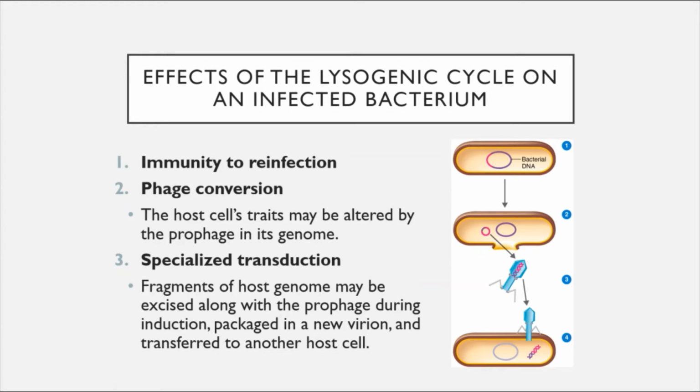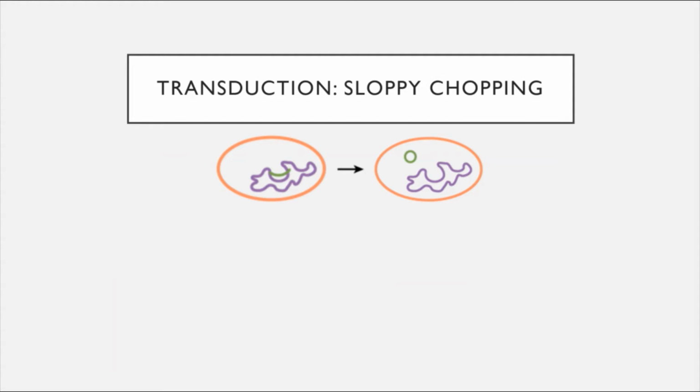Specialized transduction describes the manner in which fragments of the bacterial cell's chromosome, or its genome, can be cut out along with the prophage when induction occurs. And when this happens, those fragments can be packaged into a new viral particle, which will then transfer them to a new host cell after it is released. So let me show you a clearer picture of how this works.